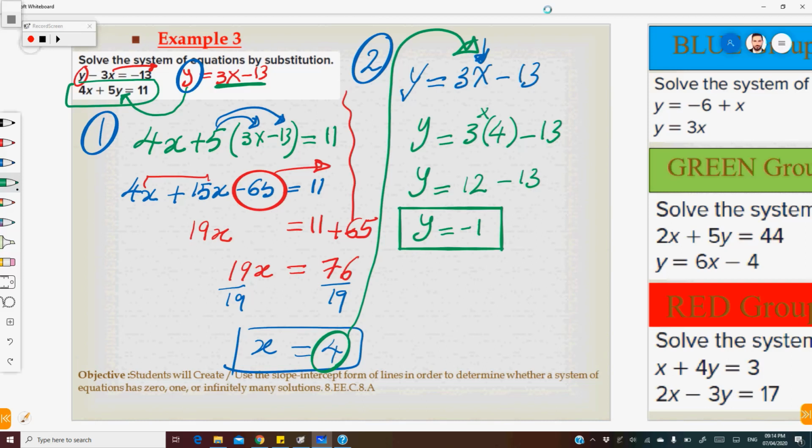Yes, guys. Now our solution. What is our solution here? Is to write x first, 4, then negative 1 for y. This is your solution to example number 3. I hope that you got the same answer when you paused the video.